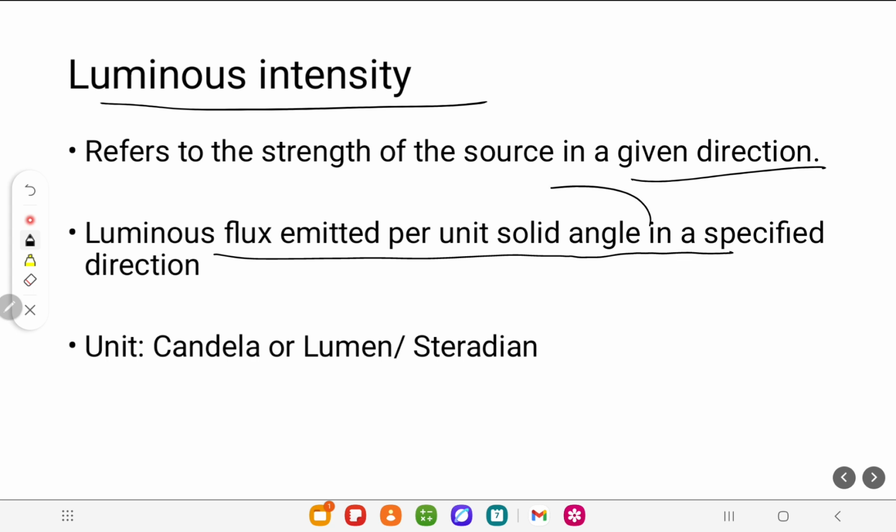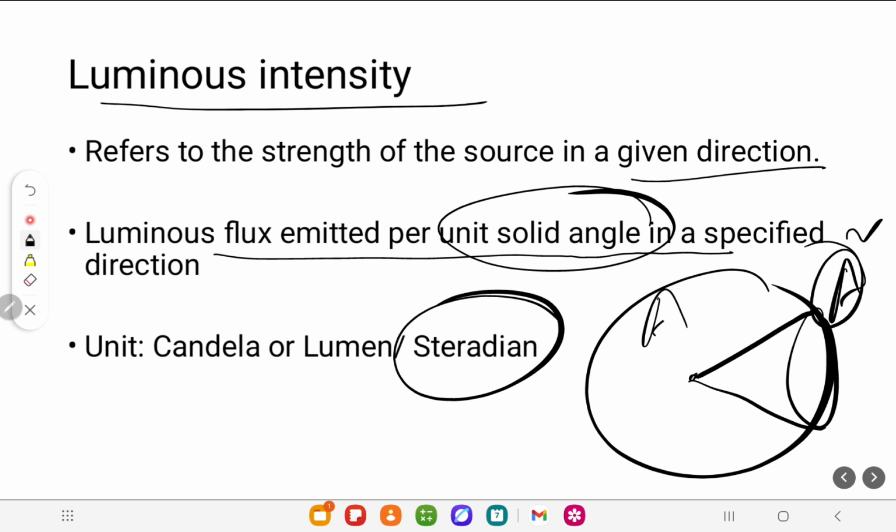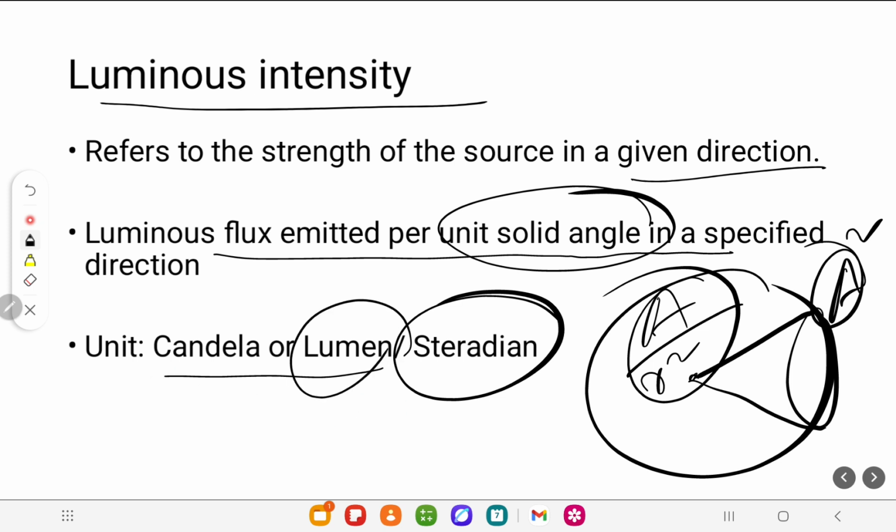Luminous intensity is another unit, referring to the flux emitted in a given direction per unit solid angle. So you must understand per unit solid angle. As I have discussed, solid angle is like a radian. What is the concept? There is a center and this is the area. So the center of the sphere and a certain area. The basic formula is area divided by r square. So that's the steradian. So basically the unit is candela, or lumen per steradian.